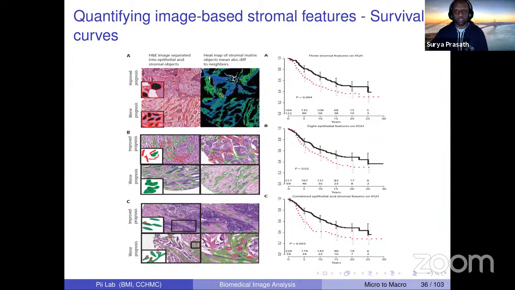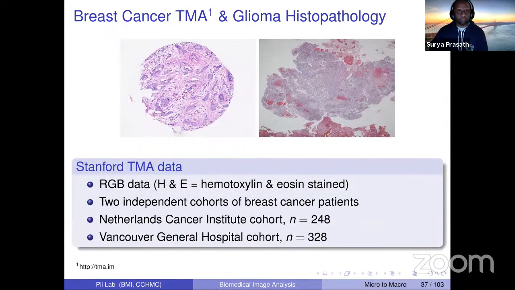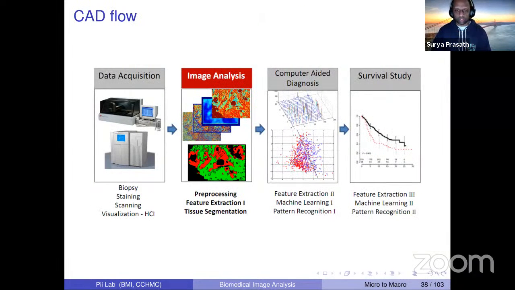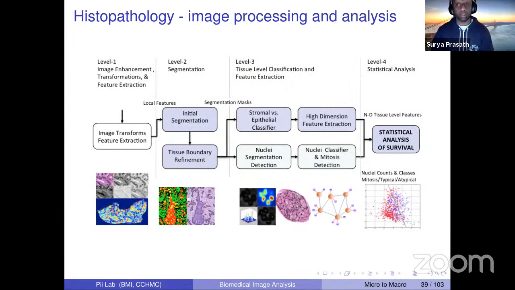You can prove that those features actually help in predicting the survival of the breast cancer patients. In this case, we had the Stanford data as well as a couple of other datasets from different patient cohorts from Europe. In this talk, I'm going to restrict myself to the image analysis part. I will not go into the CAD and survival analysis part. So here is our plug and play pipeline. It's again very similar to the microscopy plug and play pipeline I talked about.